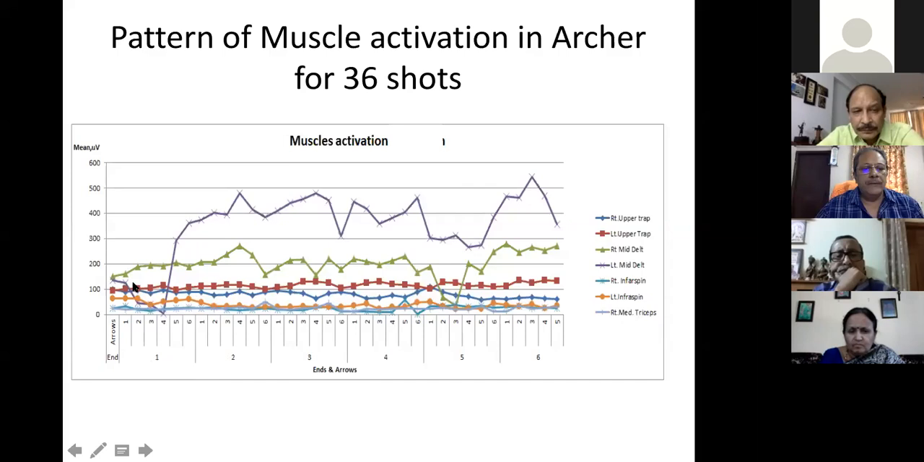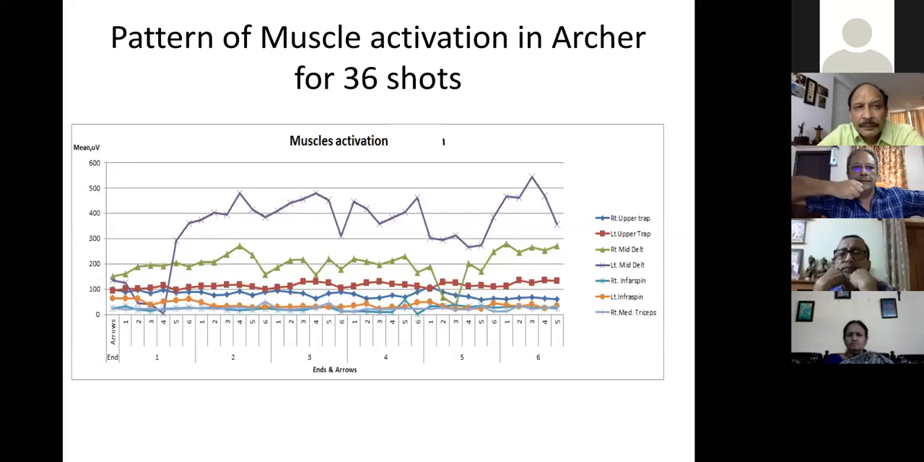If you look at this violet color graph, this is the left middle deltoid, that means the hand which is holding the bow. And the green one is the right middle deltoid, which is the pulling arm. I'm not so technical about the terms, but I'm just telling you the pulling arm, when the person is pulling. Any changes, you can see that after the fourth shot, the left middle deltoid keeps on changing. There is a lot of activation; the activation is different throughout the rest of the 32 shots. Similarly, if you look at the right middle deltoid, the pulling arm, the deltoid again varies.